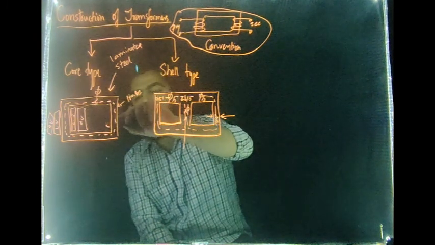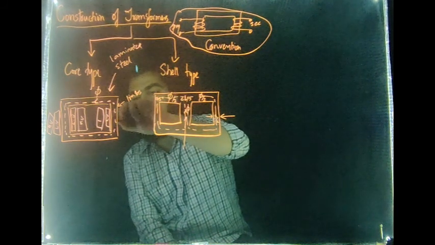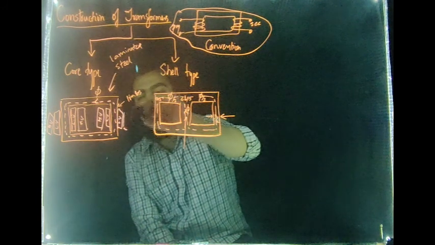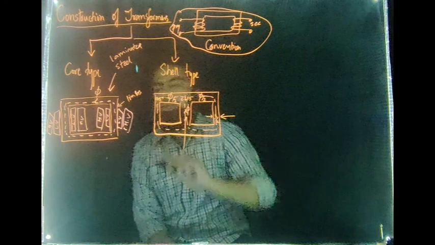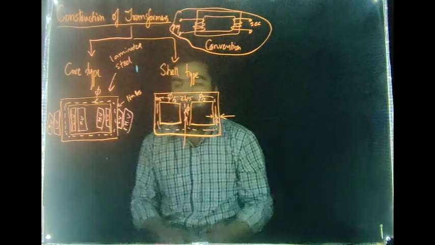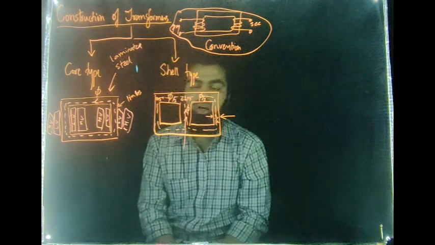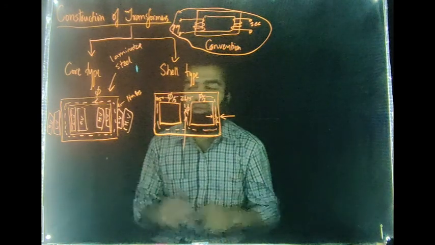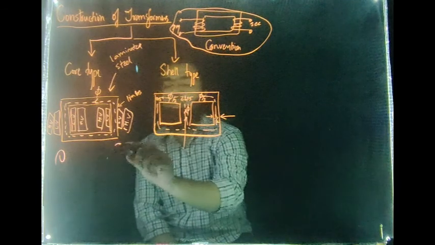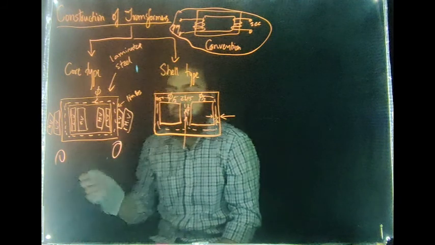Similarly, in this limb also, LV winding will be here, HV winding will be here. What you can see in case of a core type transformer is that the LV winding is actually concentrated towards the limbs of the transformer, while the HV winding is concentrated on top of the LV winding.